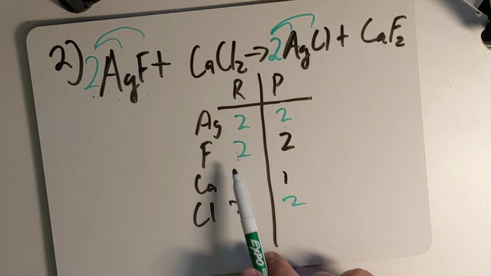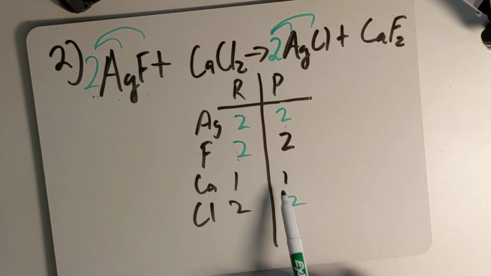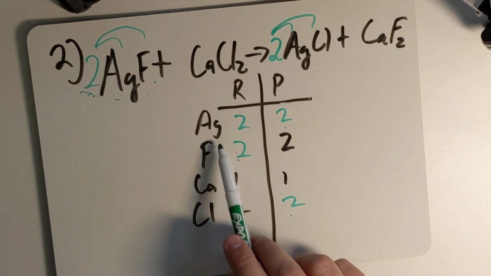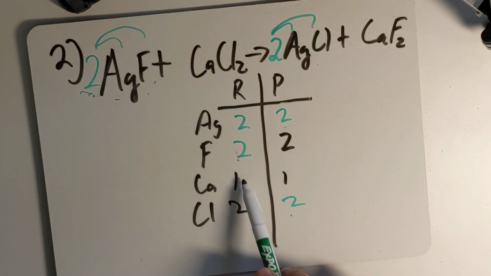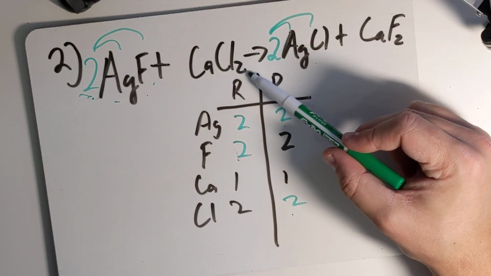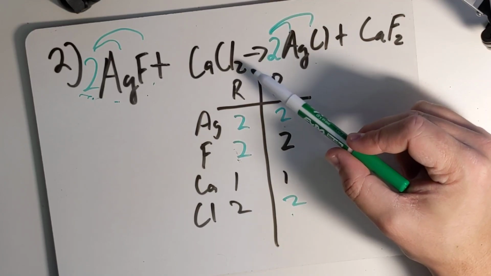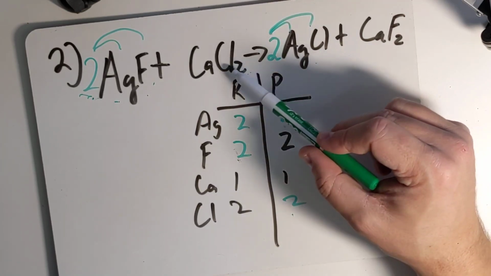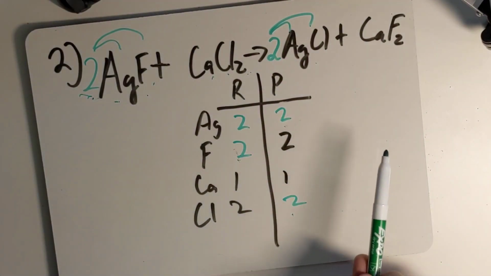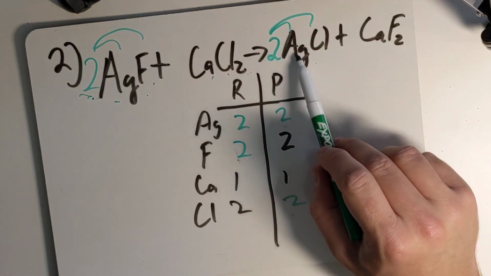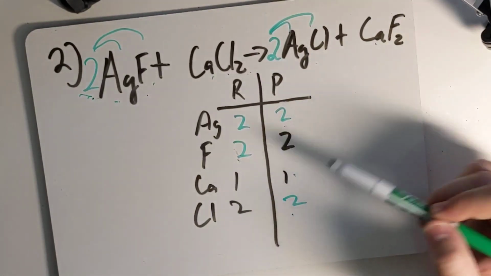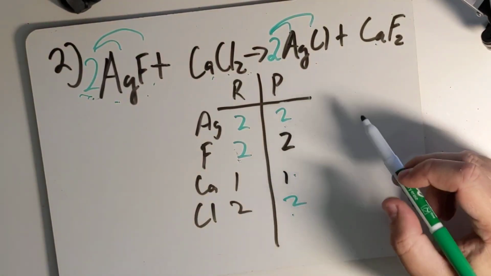So let's see if we're all balanced here. We have 2 silver, 2 silver, 2 fluorine, 2 fluorine, 1 calcium, 2 chlorine, 2 chlorine. Let's count them up again. 2 silver, 2 fluorine, good. 1 calcium, 2 chlorine. Remember, when you have a subscript, it only applies to the element that comes immediately before it. So if there's a subscript 2 right here, it only affects the chlorine. It doesn't affect the calcium at all. So be careful with that. And then we have 2 silver over here, 2 chlorine over here, good. 1 calcium, good. 2 fluorine, awesome. That is balanced.